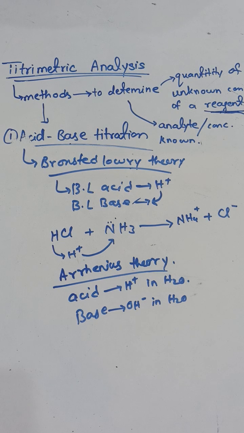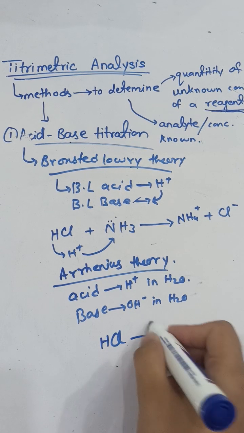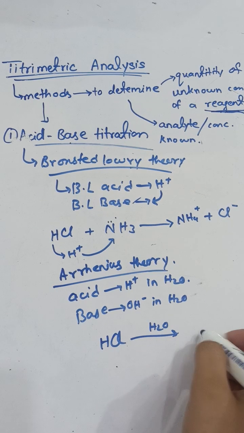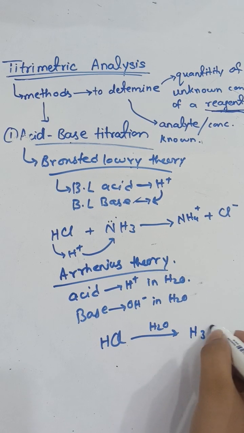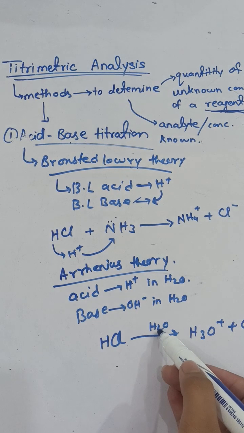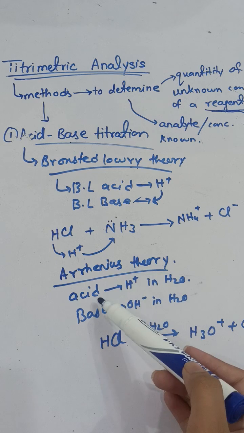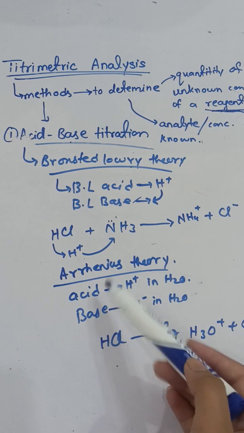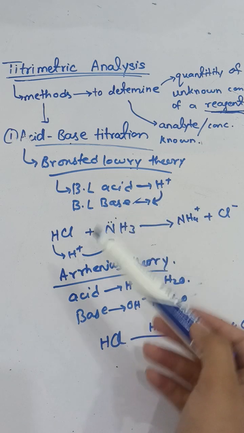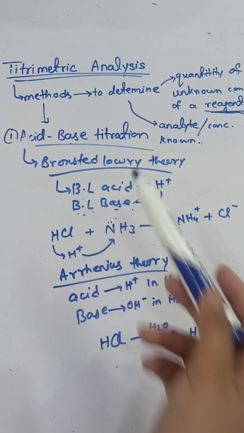For example, an acid like HCl in the presence of water only, with no base present, will donate, and H3O positive will form and the Cl negative will form. Here the water accepts the proton. It means water is acting according to the Bronsted Lowry theory. It is accepting a proton, so it is a Bronsted Lowry base.